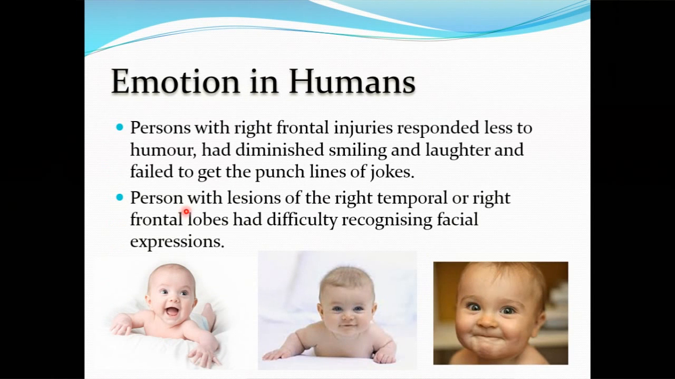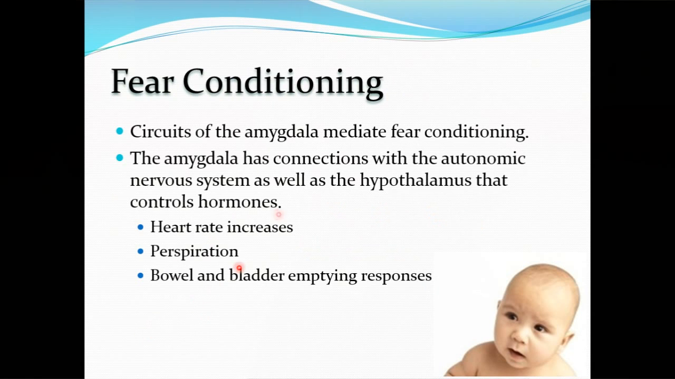Now, persons with right frontal injuries respond less to humor. They tend to have diminished smiling and laughter, and they fail to get the punchline of jokes. Persons with lesions in the right temporal or right frontal areas have difficulty recognizing facial expressions. Now, circuits of the amygdala mediate fear conditioning. Remember, the amygdala has to do with fear.